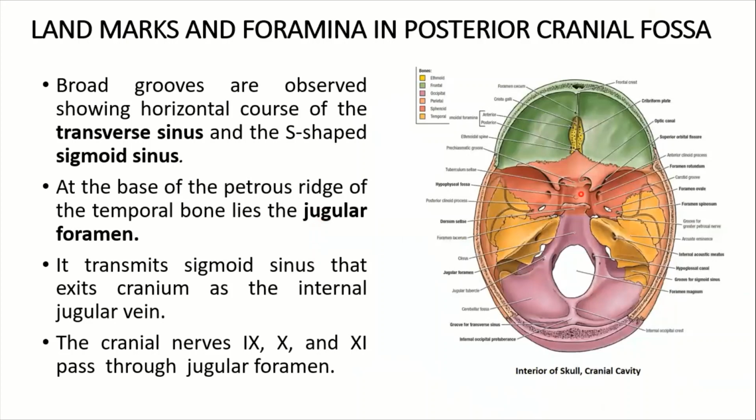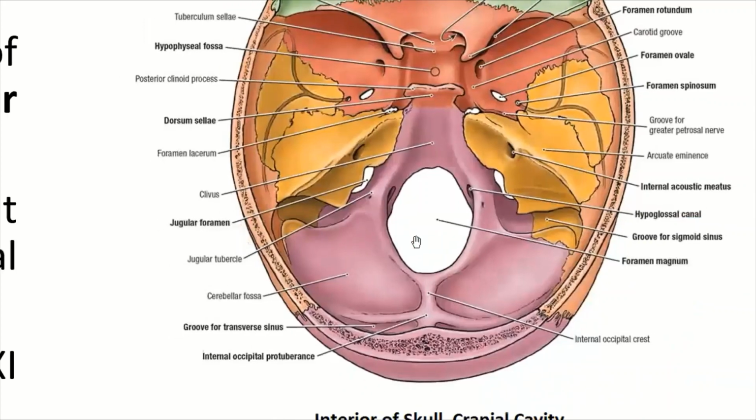And the jugular foramen transmits cranial nerves 9th, 10th, and 11th. Let's identify the jugular foramen. Yes, here it lies. This is the jugular foramen.